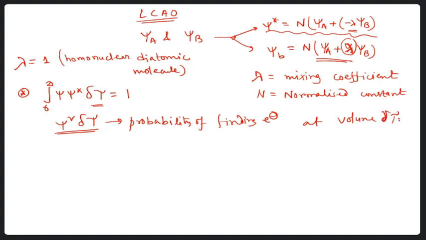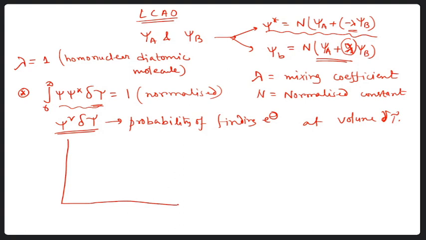How can we find the electron in that volume? If we consider the normalized function, that is n equal to 1, then we can write psi equal to psi A plus psi B and psi star equal to psi A minus psi B. N is the normalized constant which measures the probability of finding an electron in the MO as unity. If it is normalized, then psi psi star delta equals 1. So that volume we can find for the MO.